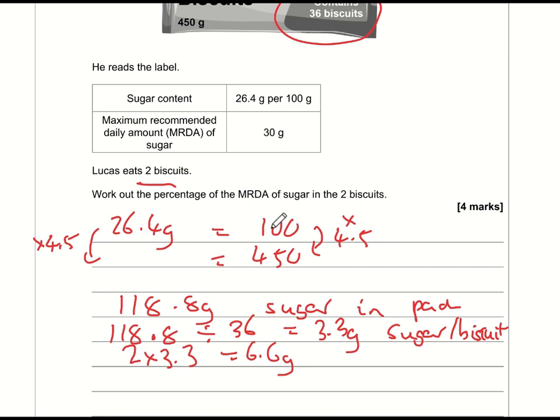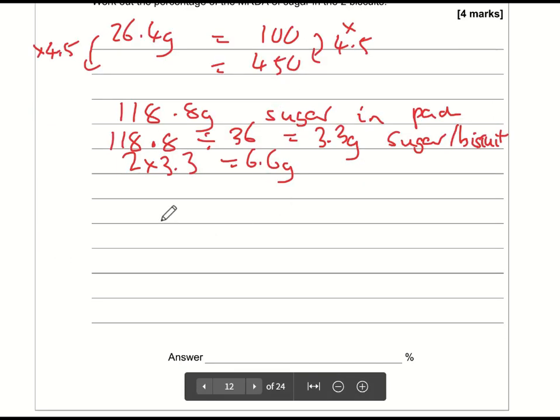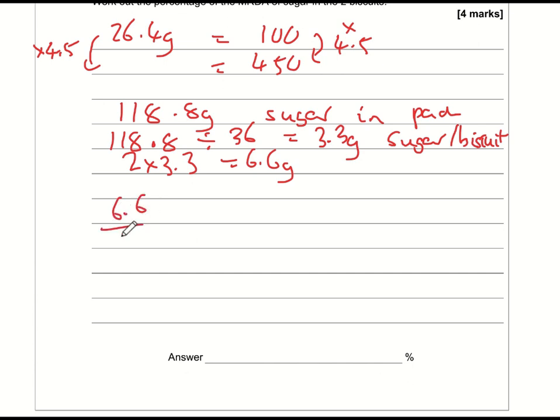So what is the percentage of the MRDA, which is 30? So the final calculation is, well, what is 6.6 out of 30 as a percentage? 6.6 divided by 30 multiplied by 100, and that is 22. So the answer is 22%.